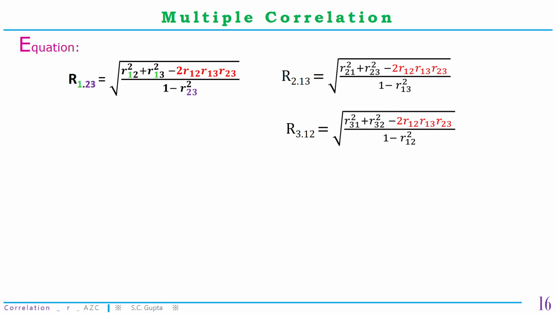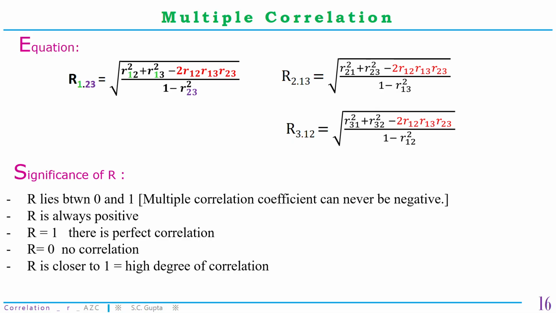Equations of multiple correlation are given here. Within these equations, R12 or R21 stands for correlation between first and second variable, and R23 or R32 stands for correlation between second and third variable.